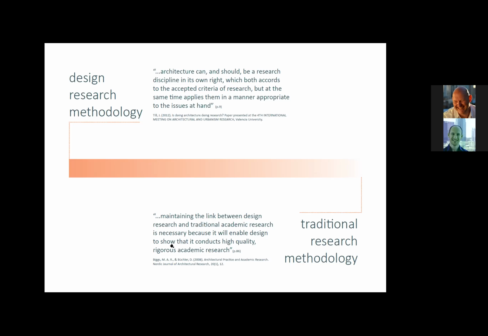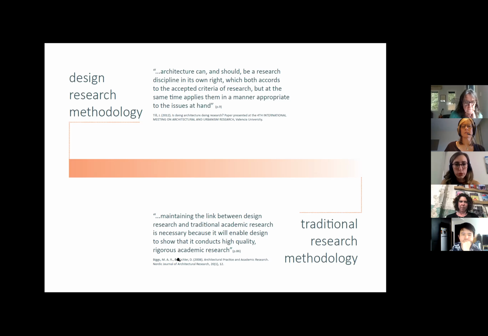And then there's a quote here from Biggs and Büchler, I'm not sure if I'm pronouncing that correctly. Maintaining the link between design research and traditional academic research is necessary because it will enable design to show that it conducts high quality, rigorous academic research. They're proponents for making sure that the research architectural practices do is accessible to other disciplines based off the methodologies that they use.